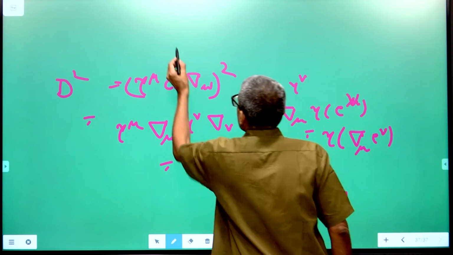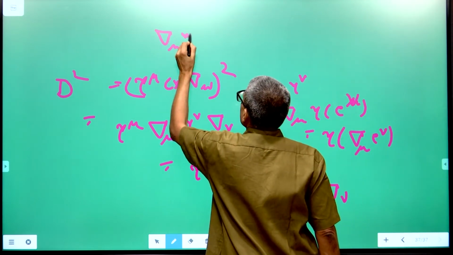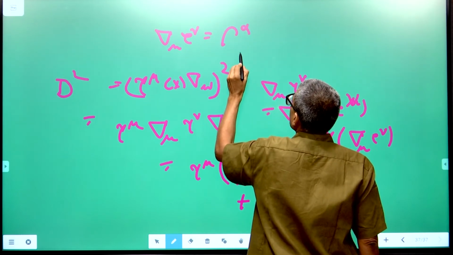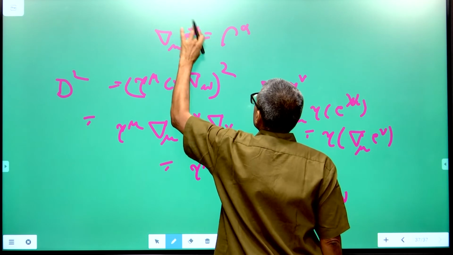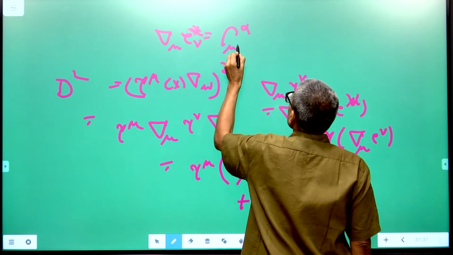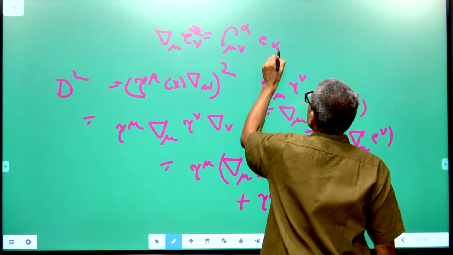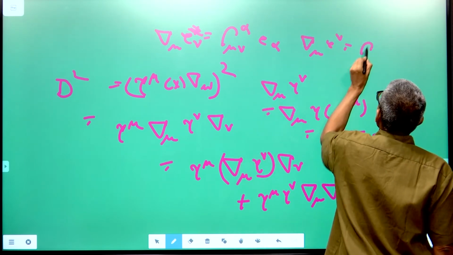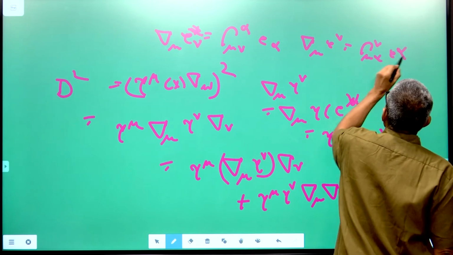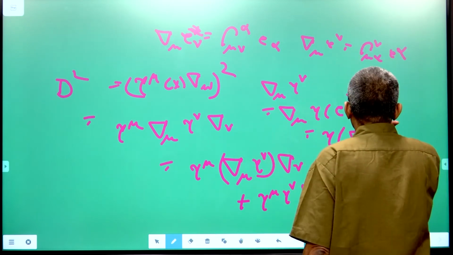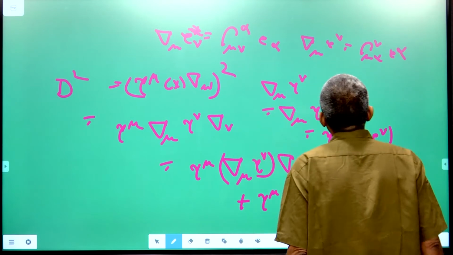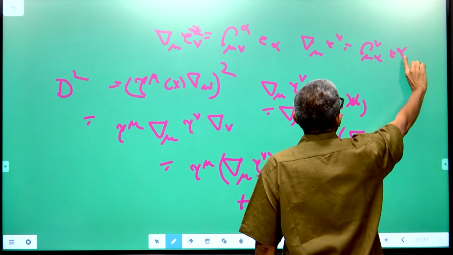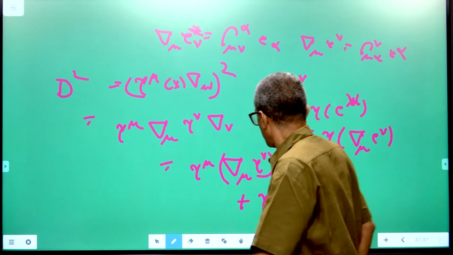If you look at del mu acting on E nu, in that basis you can write it as gamma alpha mu nu into E alpha, or equivalently del mu acting on E nu is gamma nu mu alpha E alpha, where gamma nu mu alpha are the connection coefficients. That is, the covariant derivative of a vector field is again a vector field, so it can be represented as a linear combination of these basis elements E alpha.